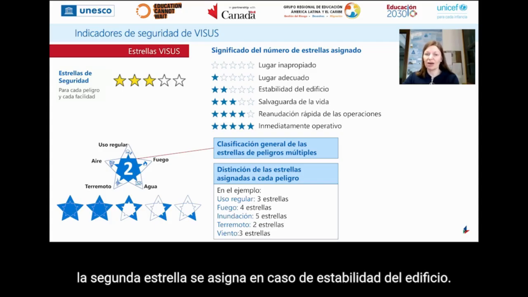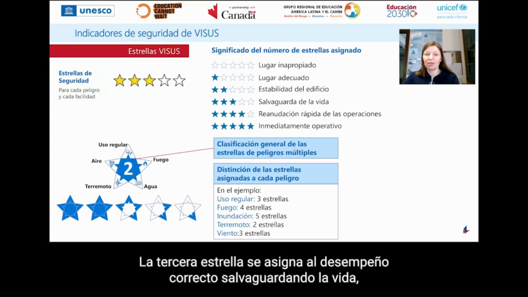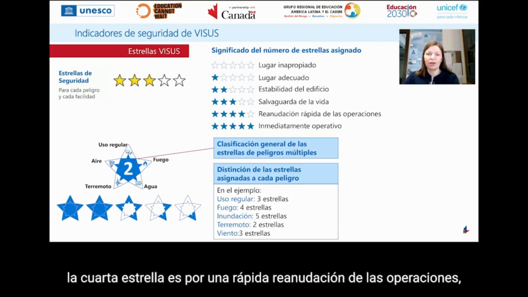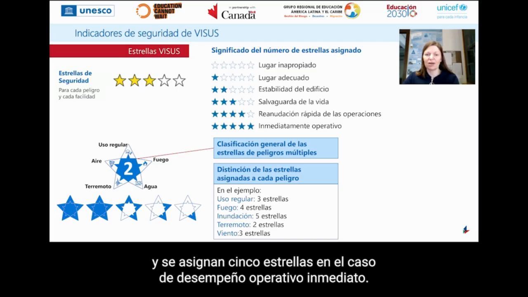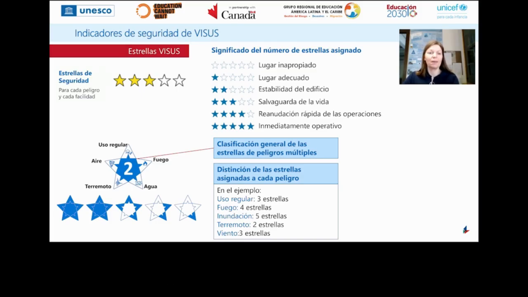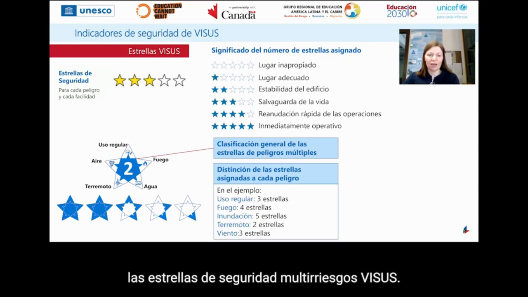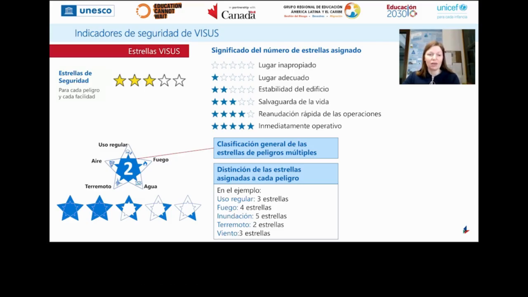The second star is assigned in case of stability of the building. The third star is assigned for life safeguarded performance. The fourth star for rapid resumption of operation, and 5 stars are assigned in the case of immediately operational performance. Then there is an indicator concerning the VISUS multi-hazard safety stars.